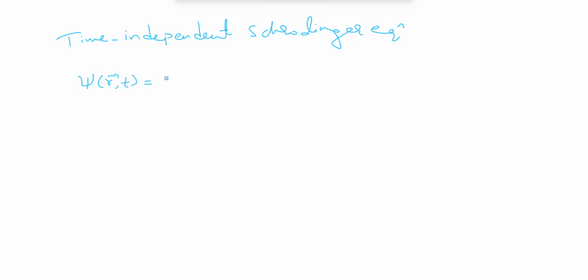So the time independent Schrodinger equation that we obtained: initially we have written psi of r comma t equal to f of t multiplied with phi of r, and for this f of t we got e power minus i E by h bar times t, into phi of r.